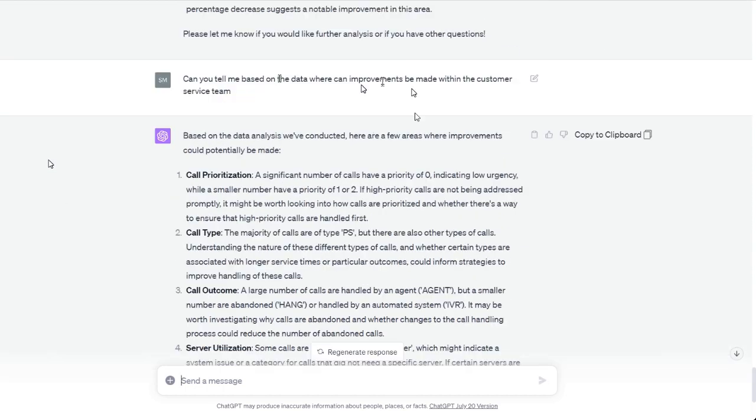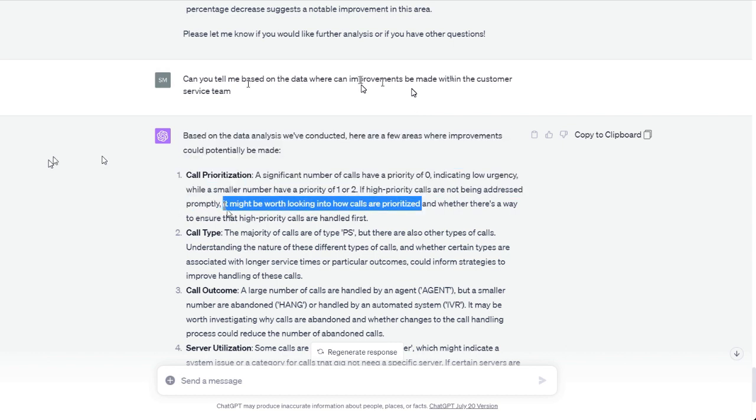It needs to understand the data. It needs to understand all aspects of the data. And it also needs to understand all the analysis, all the logic, right? All the insights. And then it basically has given me a pretty darn good summary of all the things we can improve on. Call prioritization. A significant number of calls have priority 0, indicating low urgency, while a small number have a priority 1 to 2. If high priority calls are not being addressed promptly, it may be worth looking into how calls are prioritized.